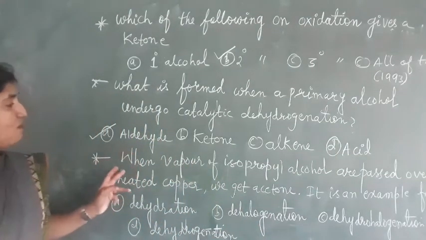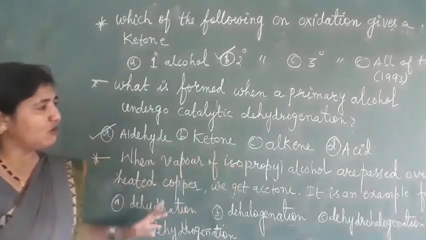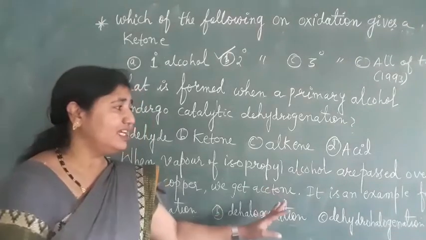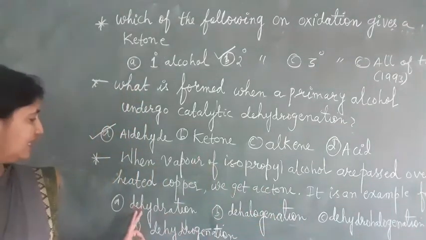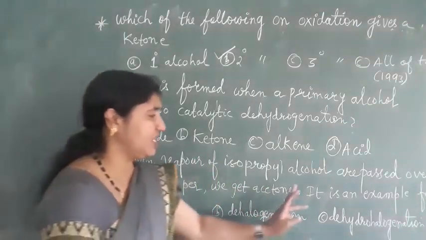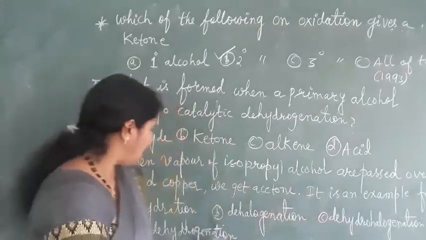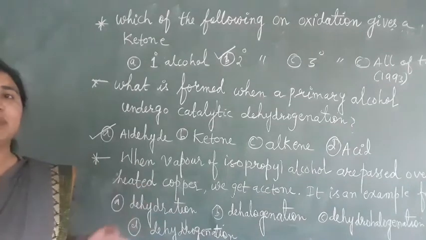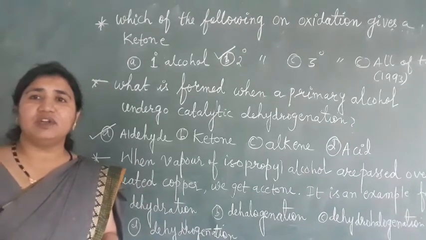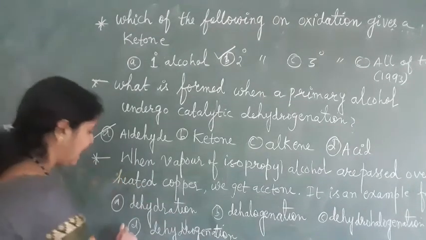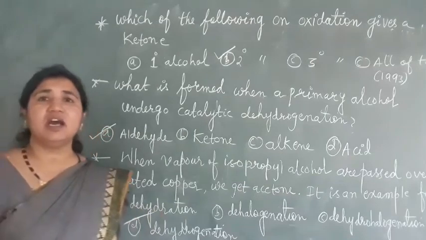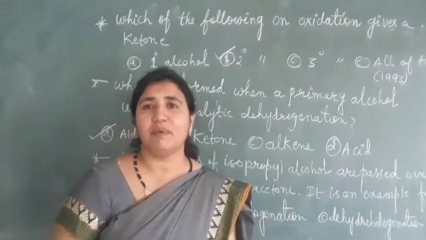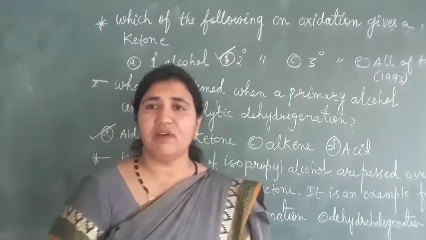Third, when vapors of isopropyl alcohol are passed over heated copper, we get acetone. It is an example of what? Dehydration, dehalogenation, dehydrohalogenation, or dehydrogenation. Isopropyl alcohol is converted into ketone. It is an example of dehydrogenation. The D option is the correct option. So this is all about the oxidation of alcohol.